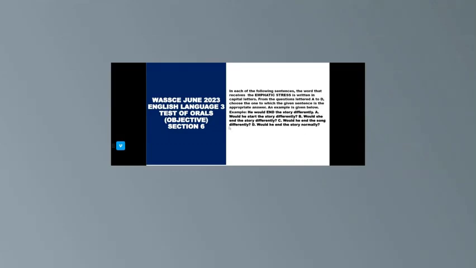Now let's demonstrate with WASSCE June 2023 English Language 3 Test of Orals Objective Questions, which is specifically in section C. In section C, please. Now the instruction is usually as follows. In each of the following sentences, the word that receives the emphatic stress is written in capital letters. From the questions lettered A to D, choose the one to which the given sentence is the appropriate answer. An example is given below.